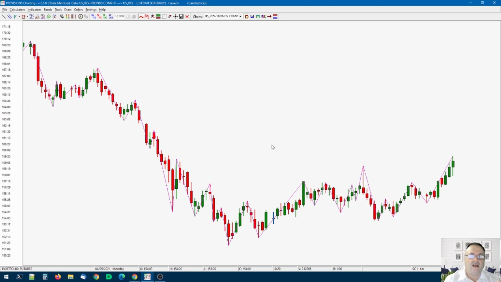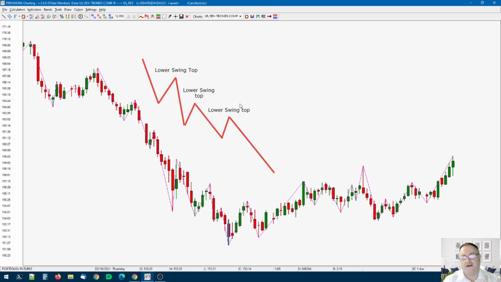If the market is making lower swing tops, do you want to be a buyer or a seller in a market making lower swing tops? Well, naturally, you'd want to be a seller. Again, there are exceptions, but we don't want to get too deep into that. Generally, you want to be a seller because if it's making lower swing tops, it's a bear trend market.